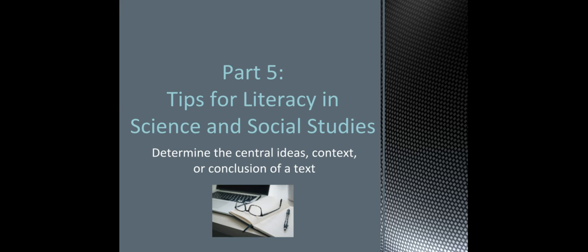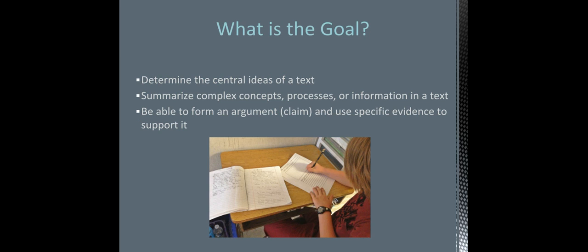And social studies. So we're going to determine the central ideas, context, and conclusion of the text which we are reading. Okay, so what is the goal? Let's take a look at this. First thing we're going to do is determine the central ideas of the text. There's no sense in reading if you don't understand what it is that you're reading.